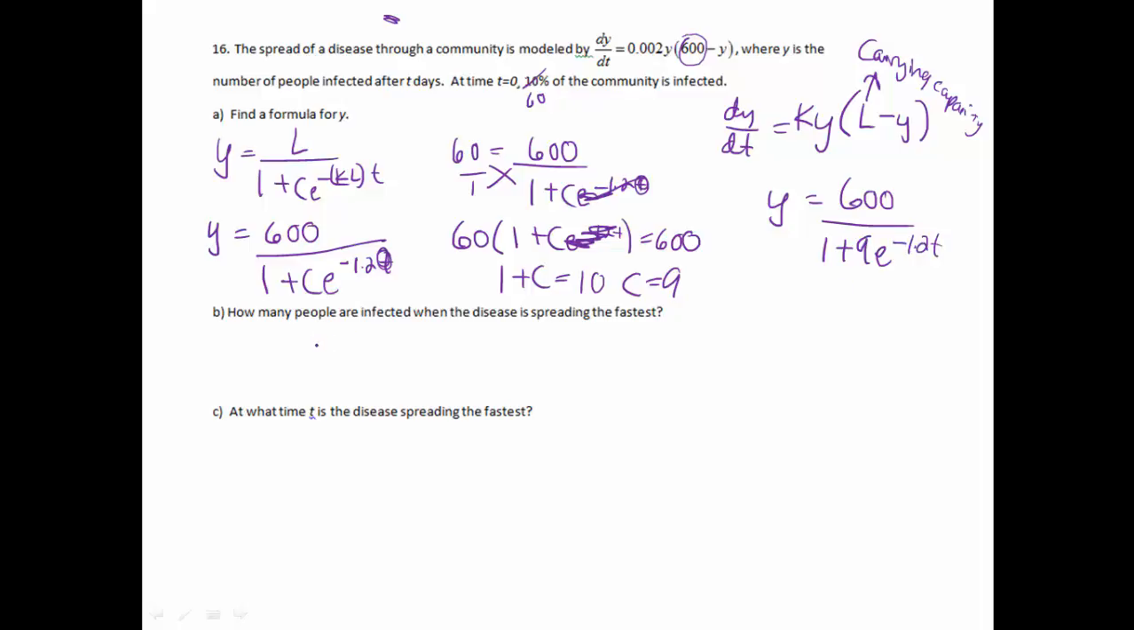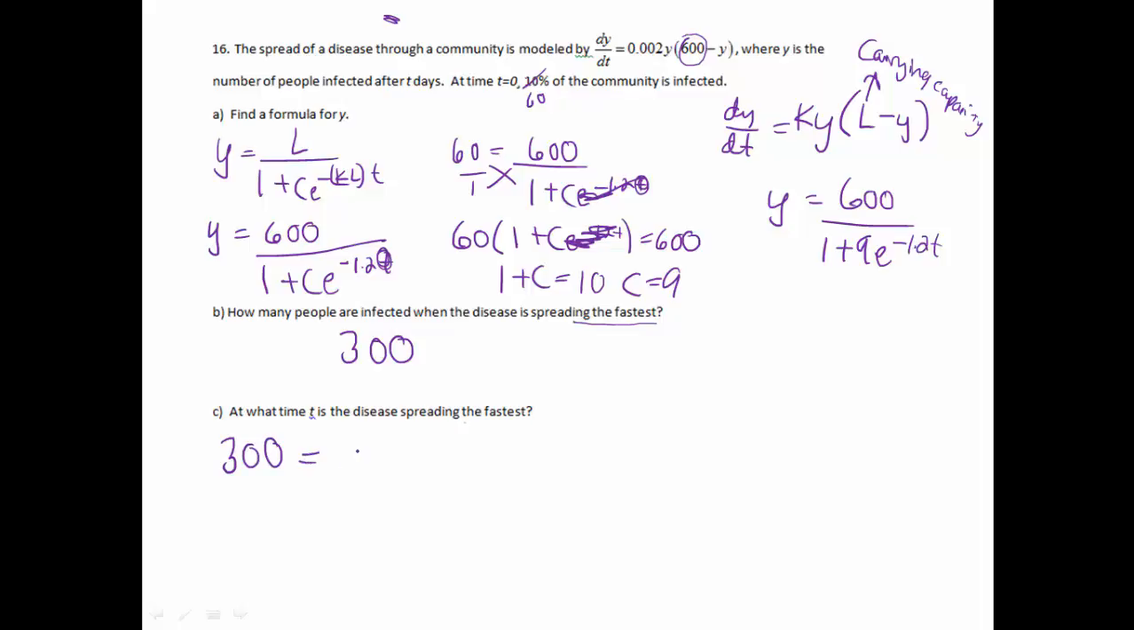All right, and then for part B, it says how many people are infected when the disease is spreading the fastest. Well, we have found out previously that the disease is spreading the fastest when half of the carrying capacity has been infected. So half the carrying capacity would be 300. Okay, and then C, at what time t is the disease spreading the fastest? So we want to find out what time it is that 300 people have been infected.